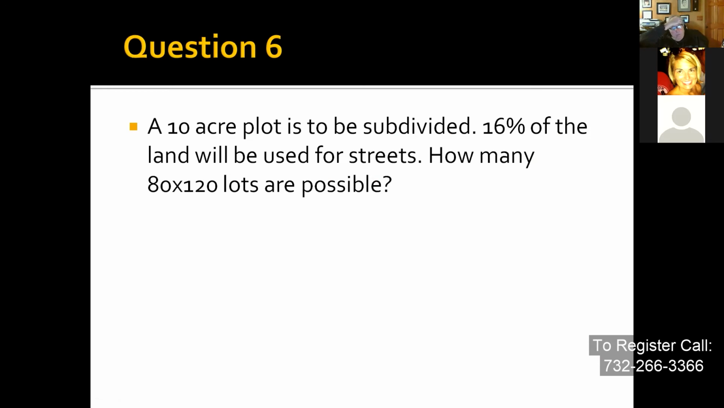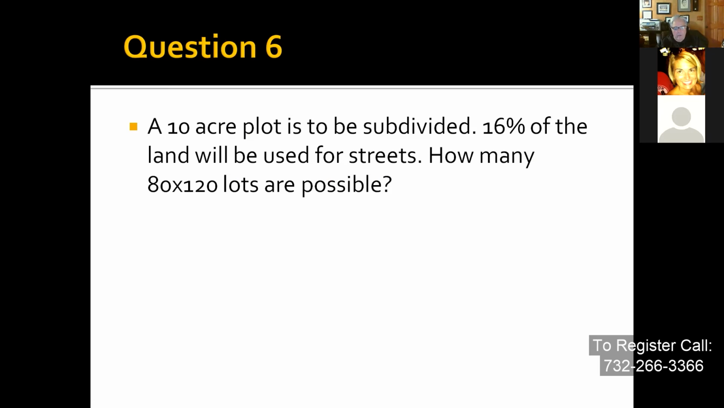Okay, this is a real problem with real life numbers. A 10-acre plot is going to be subdivided for building houses, a major subdivision. They're going to need an environmental impact statement. So 16% of the land is going to be used for streets. If you're making a neighborhood, you're going to have to leave some of the land for streets. So how many lots are possible if you need 80 by 120 lots?